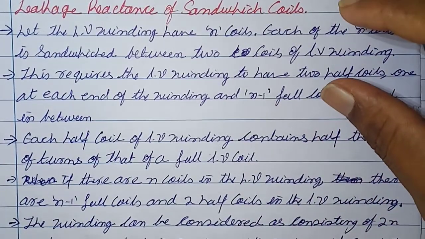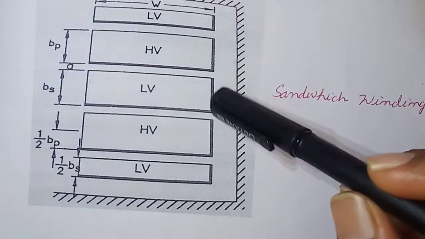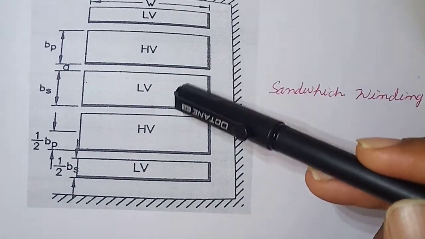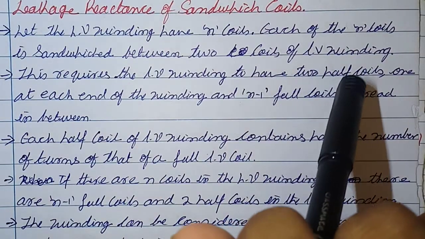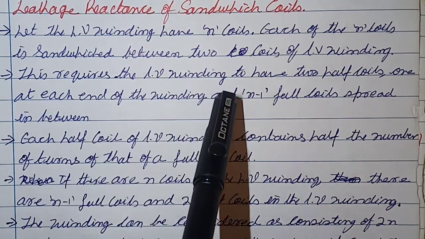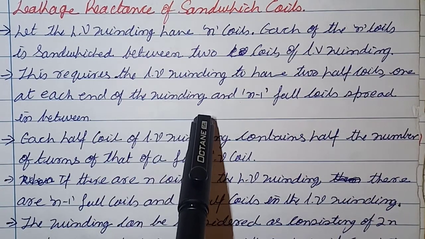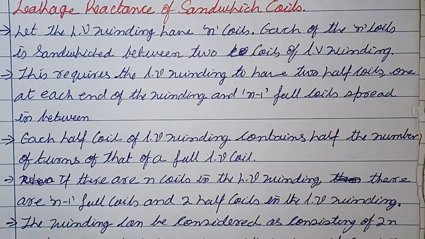Next, the first point is: let the HV winding have n coils. Each of the n coils is sandwiched between 2 coils of LV winding. That is what we have seen. So these are the HV, sandwiched between 2 LVs, and this again between 2 LVs. This requires the LV winding to have 2 half coils, one at each end of the winding, and n minus 1 full coils spread in between. That is what we have spoken.